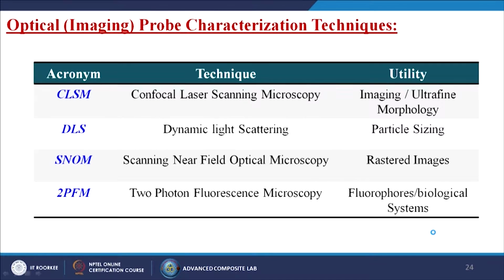Now we are going to discuss the optical imaging probe characterization techniques. Generally we are talking about CLSM, which is known as confocal laser scanning microscopy. What is the utility? Imaging or ultrafine morphology generally. DLS, dynamic light scattering, is for particle sizing. SNOM, scanning near field optical microscopy, is for rastered images. And 2PFM, 2 photon fluorescence microscopy, is generally for fluorophores or biological systems.